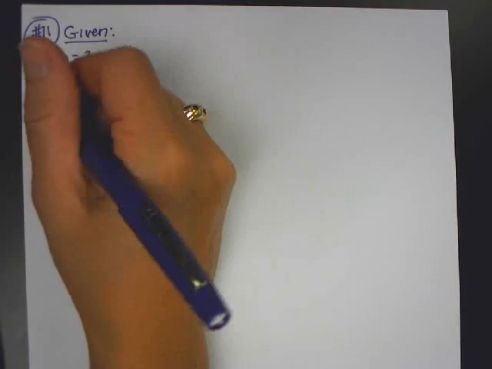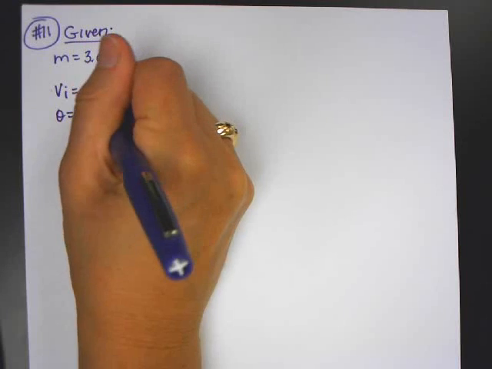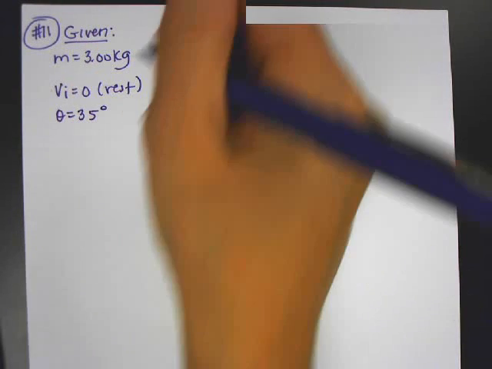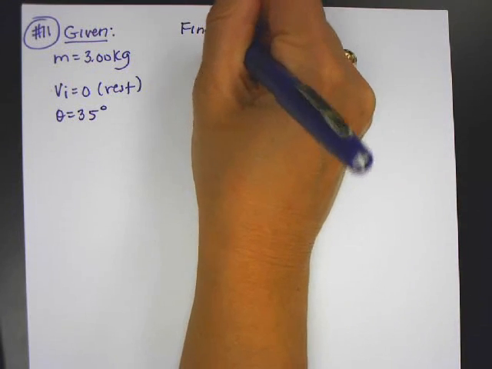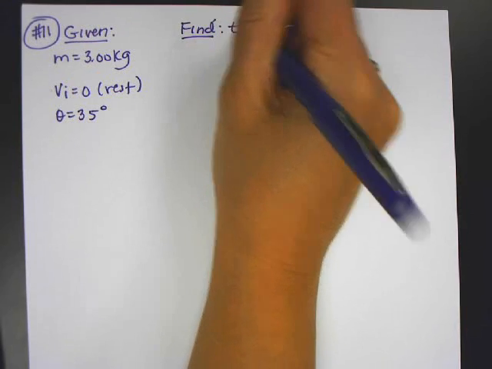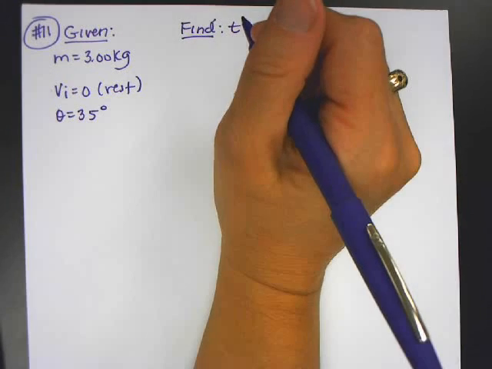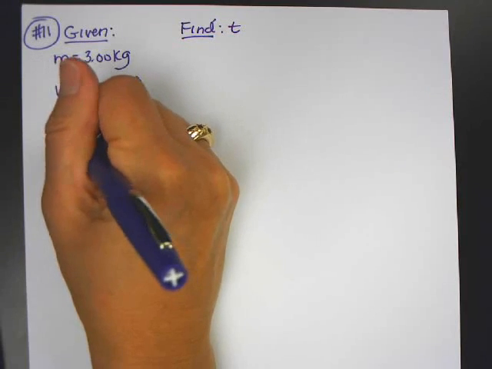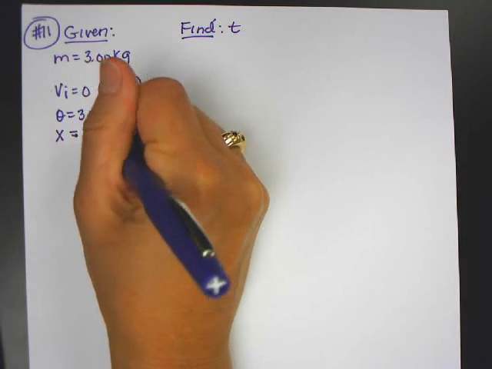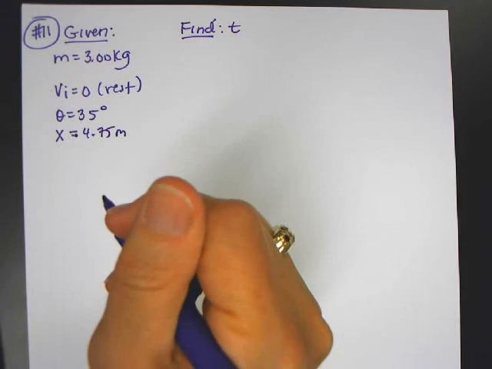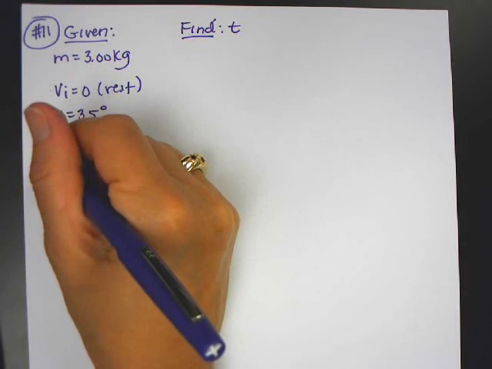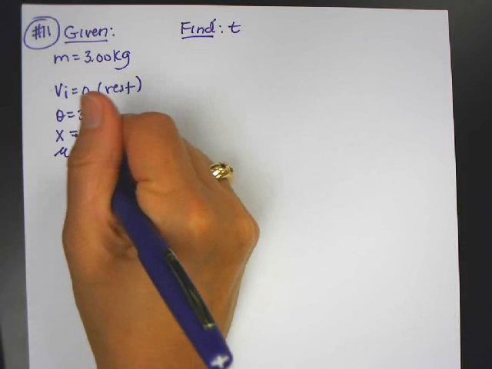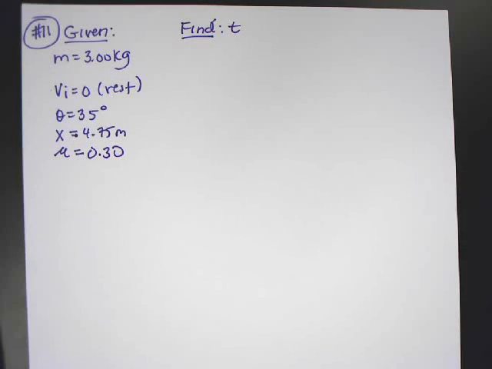And it slides down a 35-degree incline. How long does it take? So now I want to find the time to reach the bottom. Now they're telling me how long the incline is, 4.75 meters. And then they tell me the coefficient of friction, when it says wood on wood, that's mu, is equal to 0.30.